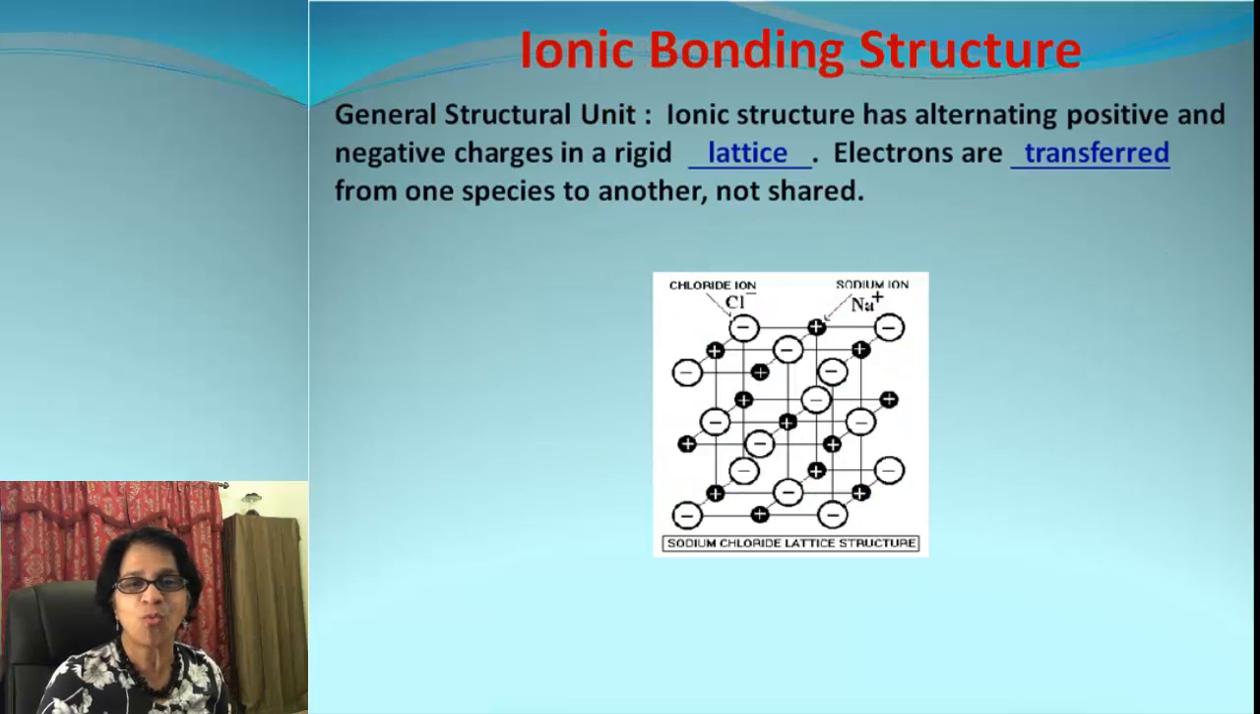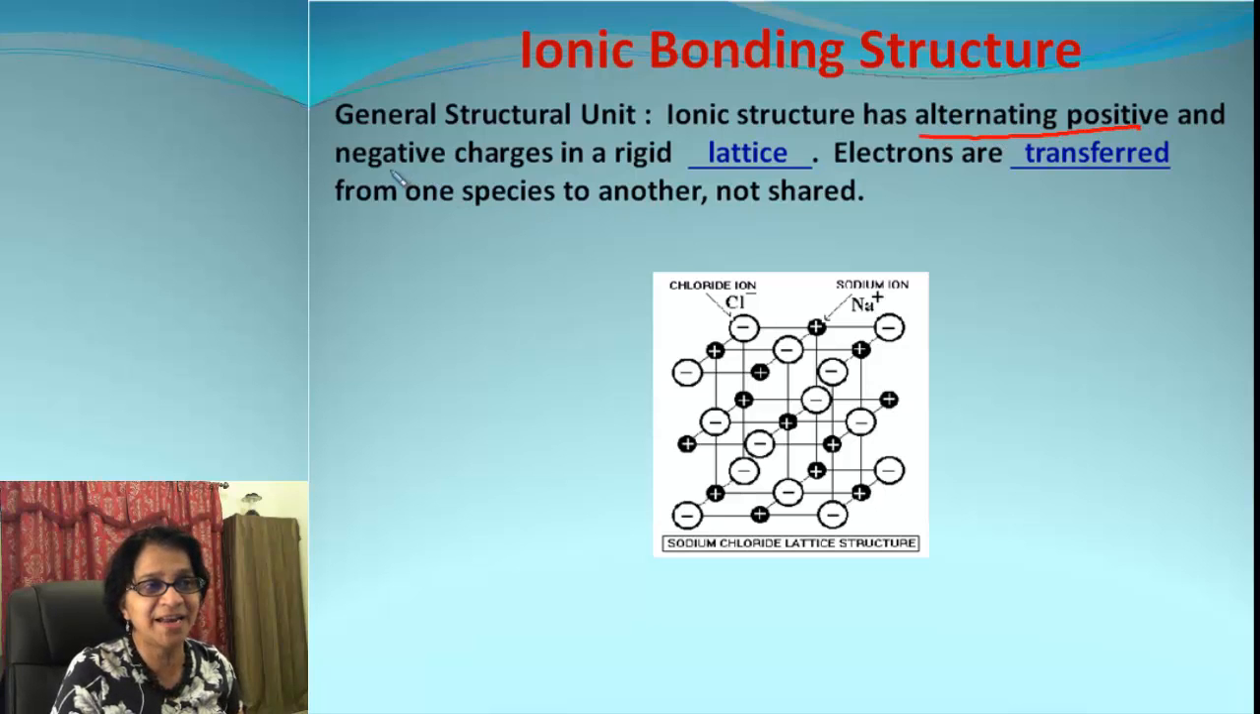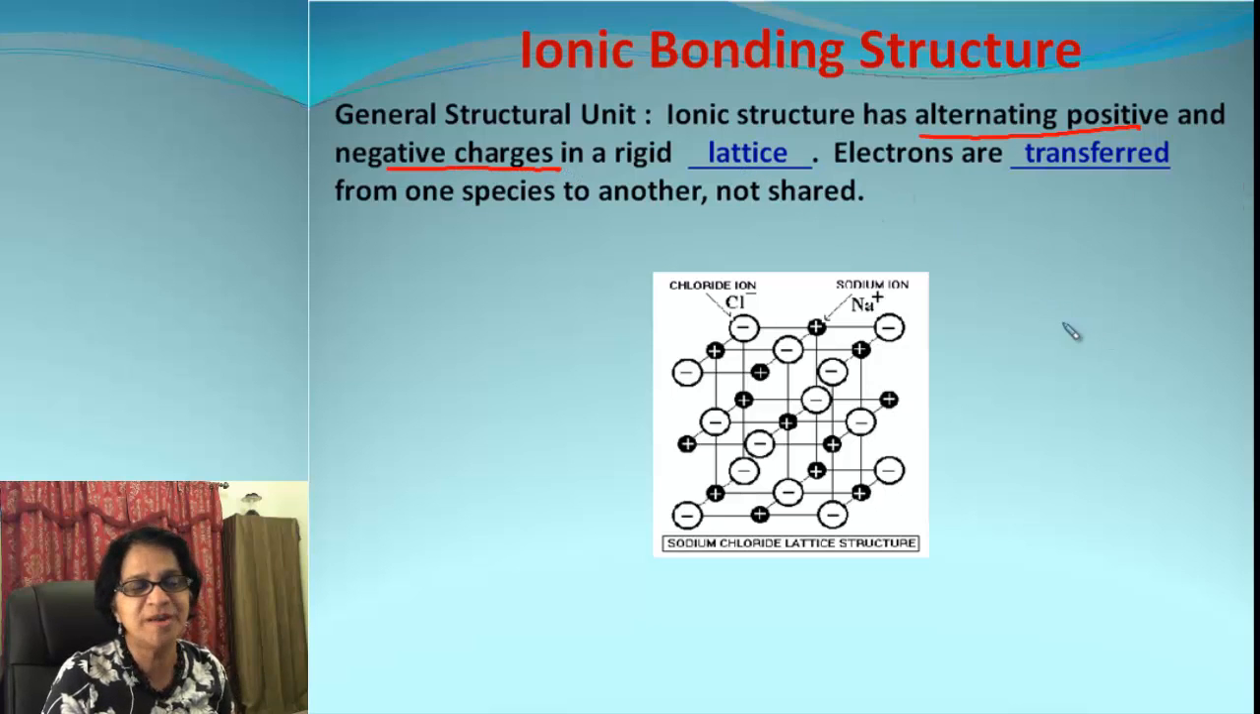Let's find out what an ionic bonding structure will look like. It will have alternate positive and negative charges. So with that, it forms a rigid lattice, which means the distance between positive and negative ions will always be constant, and electrons are always transferred from one species to the other. They are not shared. So many times ionic compounds have a crystalline nature, and that is because of this rigid structure.